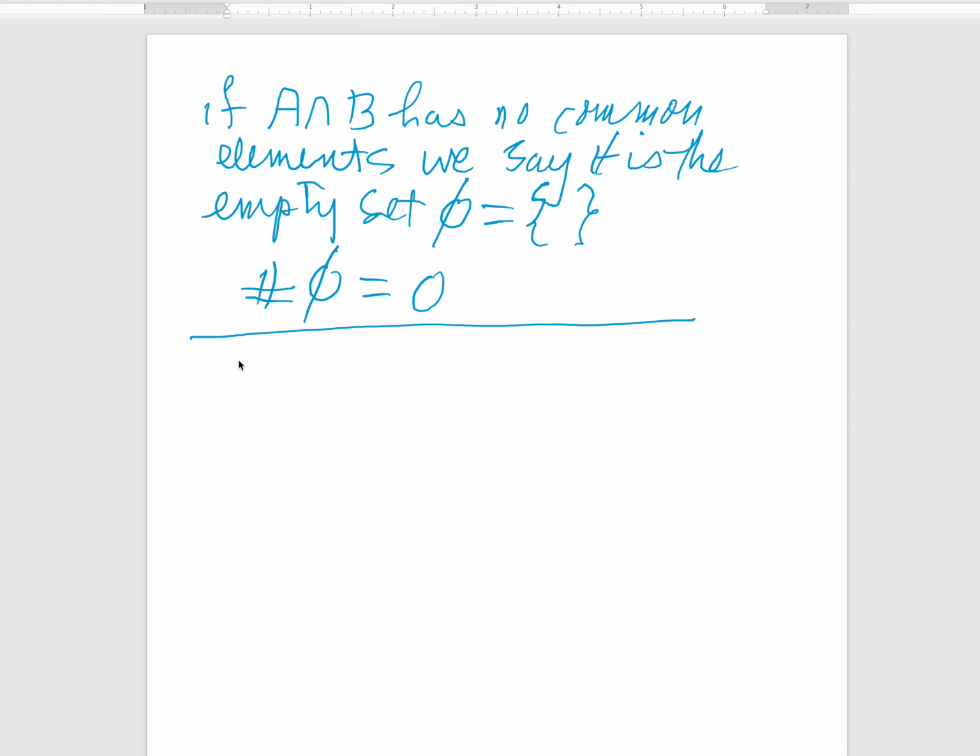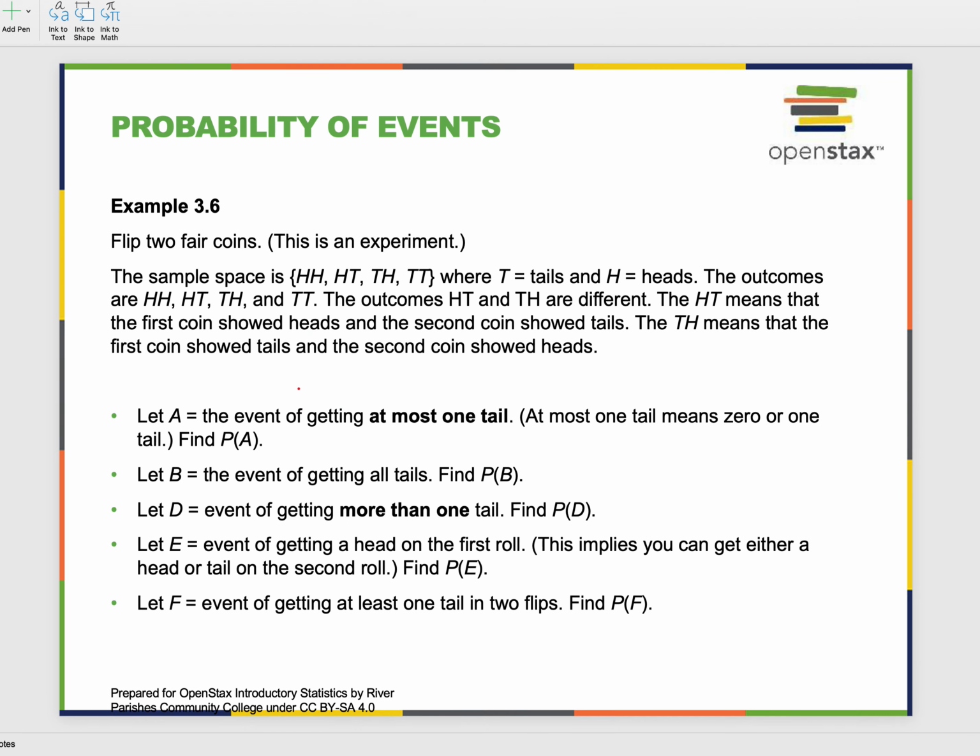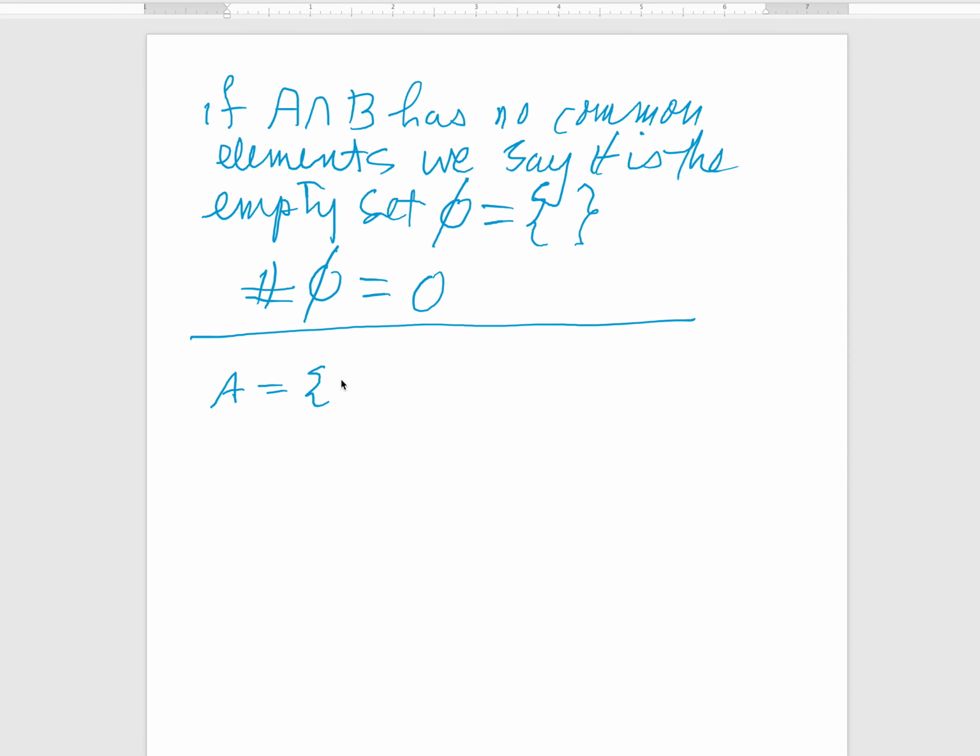So what is A? A equals at most 1 tail. So it's HH, which is 0 tails, HT, which is 1 tail, and TH, which is 1 tail, but not TT because it's more than 1 tail. So there are 3 elements in this set. So what's the probability of A happening? It equals 3 divided by 4, or 0.75, or 75%.